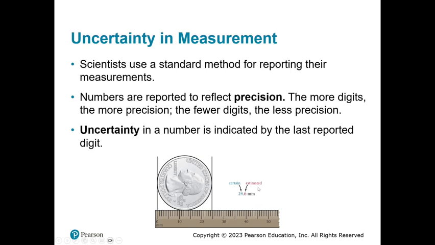We just want to get an idea of, is this closer or further away from 24? Is it closer to 25, or is it somewhere in the middle? Is it right in the middle? Is it kind of skewed one way or the other? It's just to give us an idea of which way the measurement is heading.